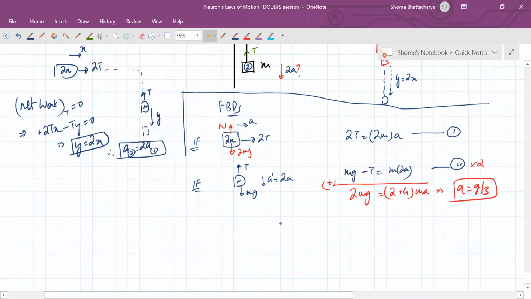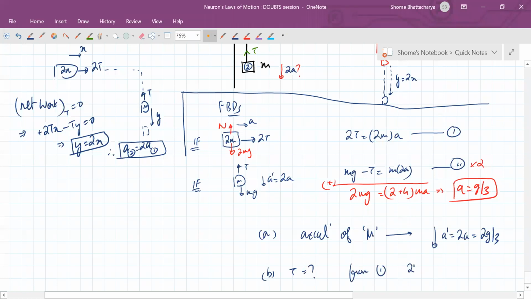So part A of the question was the acceleration of block M. So that will become a downward acceleration of 2g by 3 downwards. Now the second thing was tension in the thread. For that just substitute in equation 1. From equation 1, 2T is equal to 2ma. So T is equal to ma. So tension is equal to mg by 3. Okay, so that's the answer to this part.